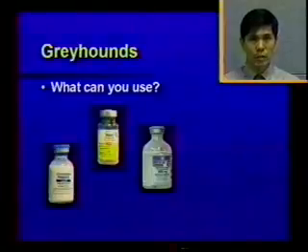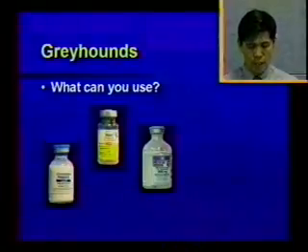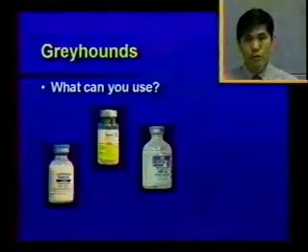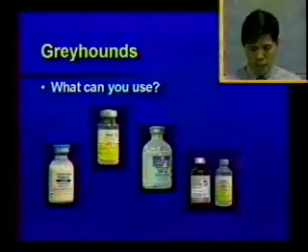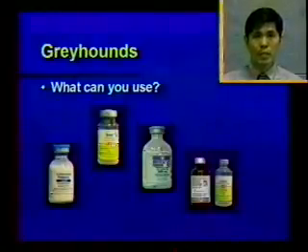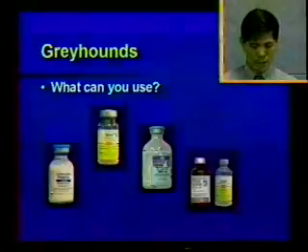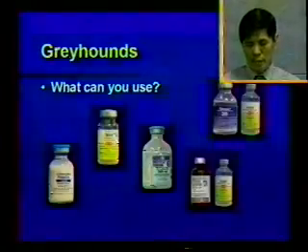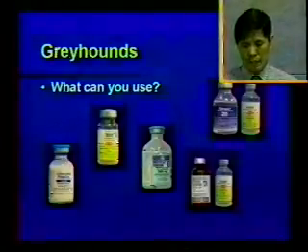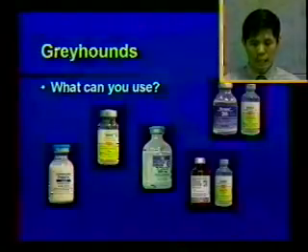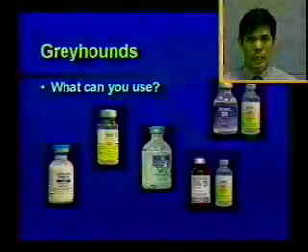You can also use Telazol intravenously in Greyhounds to induce anesthesia, and you're going to have an acceptable induction. Maybe the recovery will not be as great. You can also use a combination of diazepam and ketamine to induce anesthesia in Greyhounds, and a combination also of propofol and ketamine in healthy young patients will be acceptable.